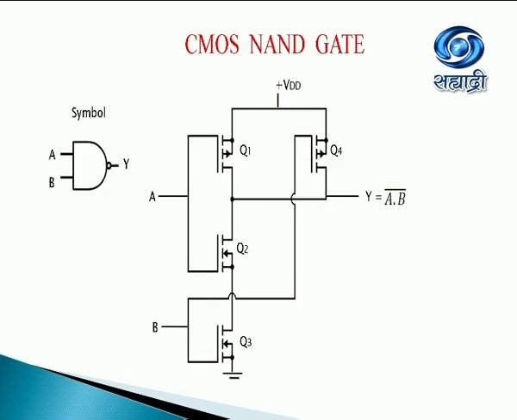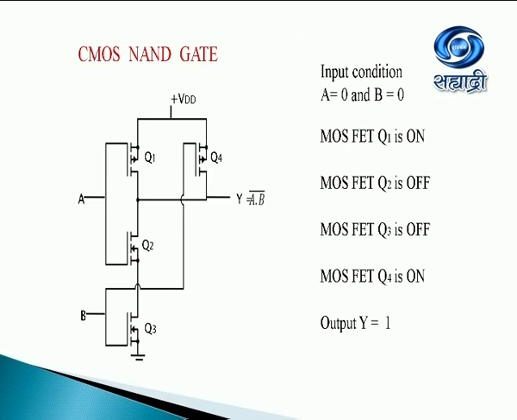CMOS NAND gate. Here, 4 MOSFETs are shown. On left side, symbol of NAND gate is shown. Input conditions A is equal to 0 and B is equal to 0. MOSFET Q1 is on, MOSFET Q2 is off, MOSFET Q3 is off, and MOSFET Q4 is on, and so output Y is equal to 1.